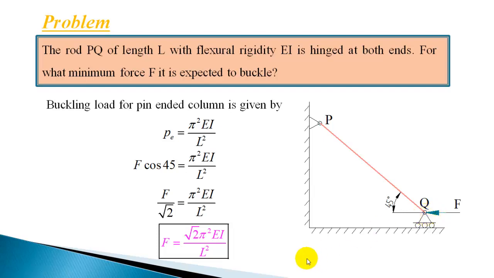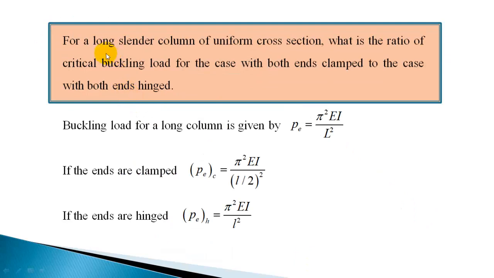Let us work out another question. For a long slender column of uniform cross section, what is the ratio of the critical buckling load for the case with both ends clamped to the case with both ends hinged? So you need to find the ratio of the buckling load for the case with both ends clamped to the case with both ends hinged.